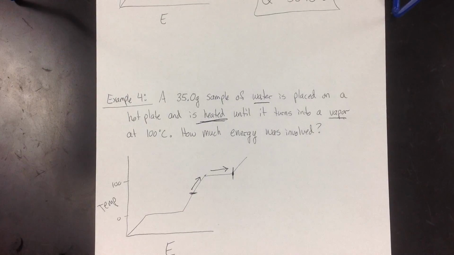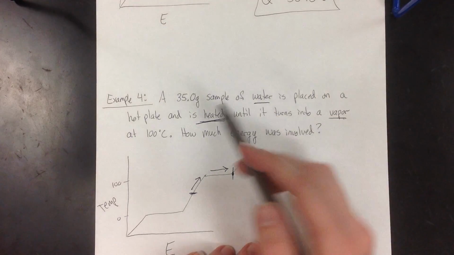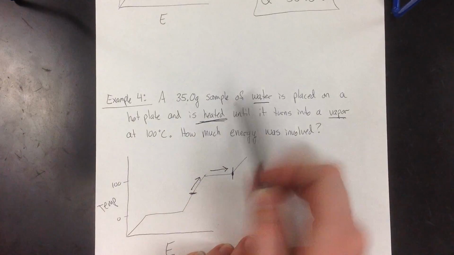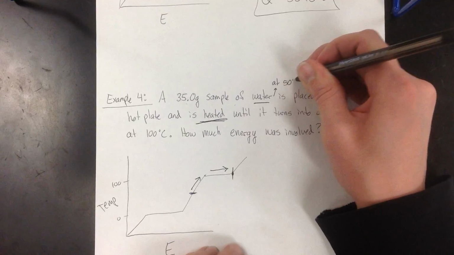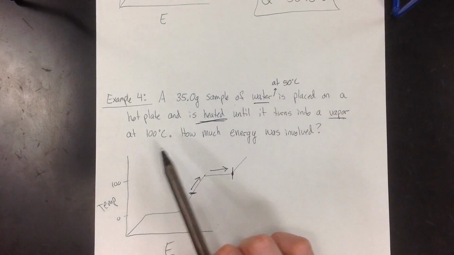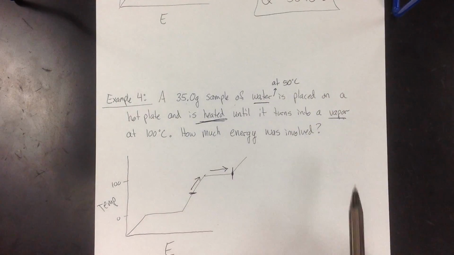Now, this was my error that I did not give you an initial temperature. You would normally be given an initial temperature. If I had been writing this when I have full brain capacity, I would have written this correctly. So my apologies that there is that mistake in there. Let's add it into the problem. A 35-gram sample of water at 50 degrees is placed on a hot plate and is heated until it turns into a vapor.